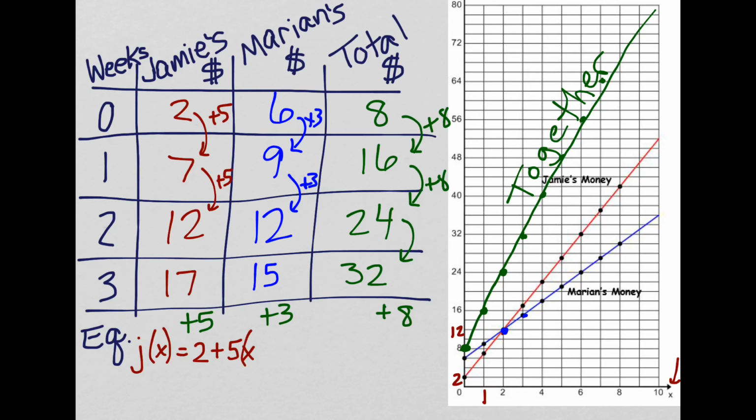You could also think of it as x minus 0. The 0 term was 2, but I'm just going to simplify that to be just 5x. Okay, let's write an equation for Marion's money. You guessed it, I'm going to go M of X to represent Marion's money after a certain number of weeks. And in the beginning, she had $6, and she added $3 every week.